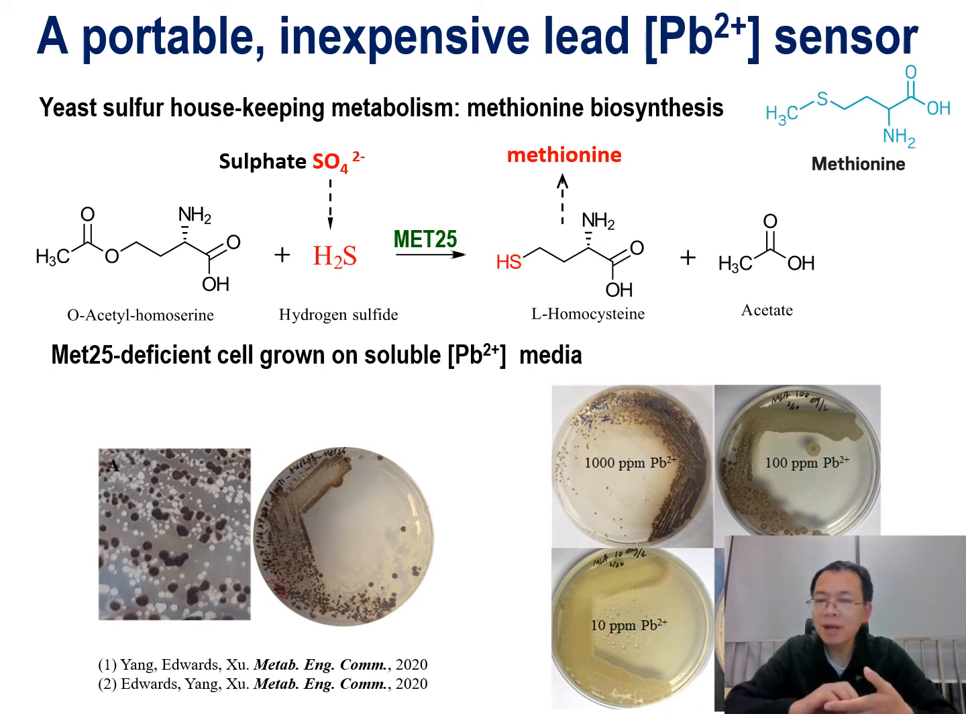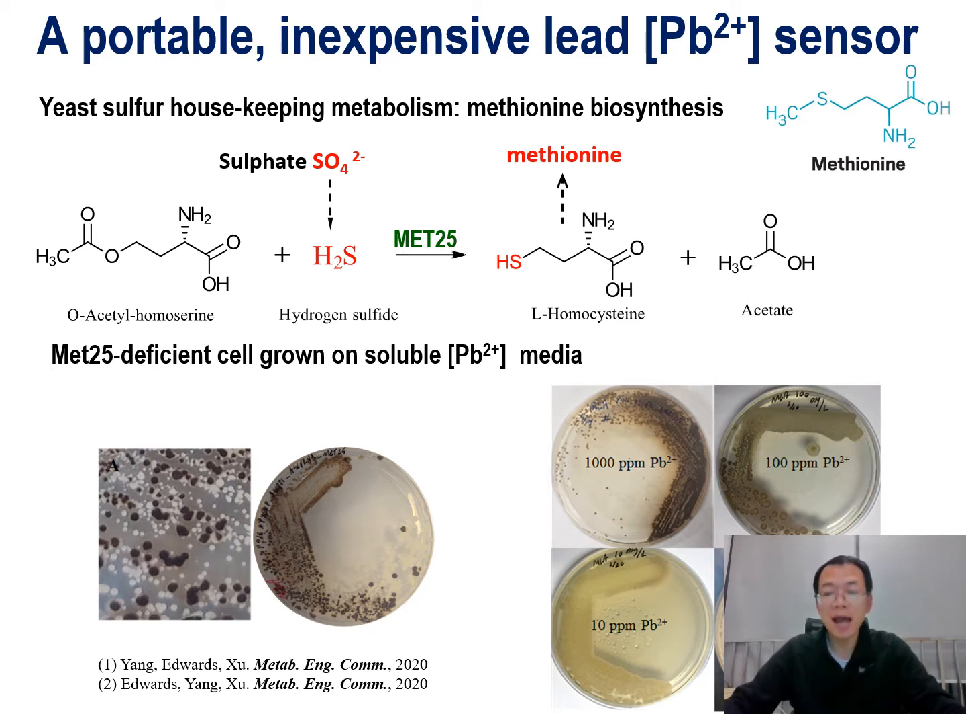At the same time, if you feed the cell with soluble lead, for example lead acetate or lead nitrate, naturally this hydrogen sulfide will be precipitated by the lead and form a black colony called PbS, lead sulfide precipitate. It's very interesting. We found this could be a very sensitive lead sensor. As you increase lead concentration in the drinking water, you can see the yeast colony become darker and darker.